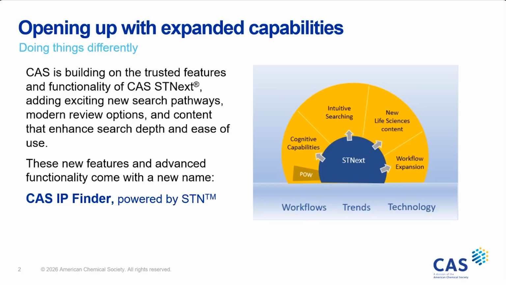Overall, we still have the key fundamentals within STN, the 100 plus databases, the curation by CAS scientists and CAS content, as well as the content from various other databases provided by groups like Clarivate and patent offices. We want to ensure that everyone has access to this data and they can access it in whichever way is most convenient for them.